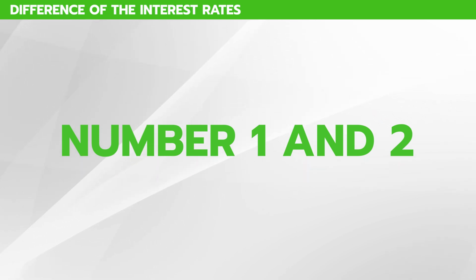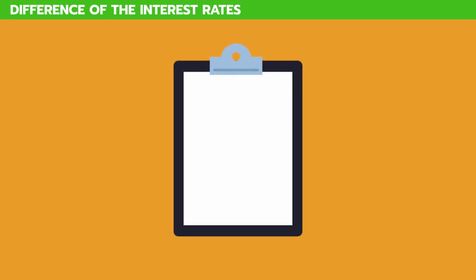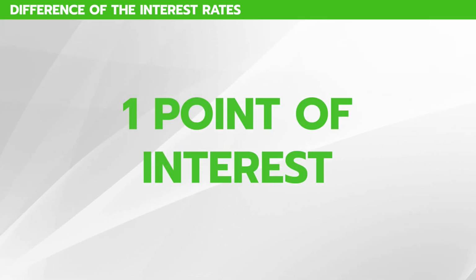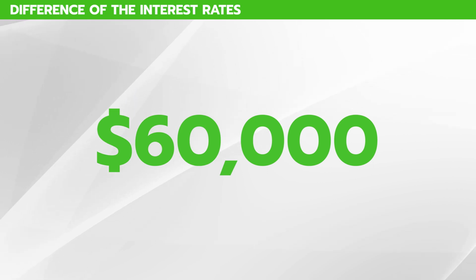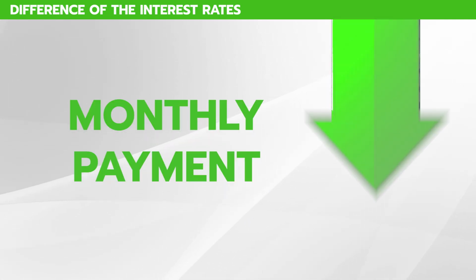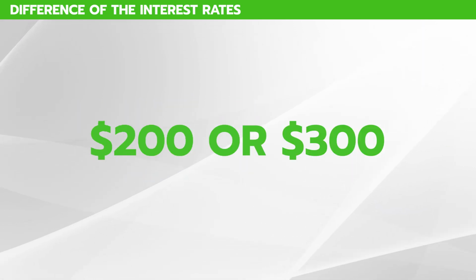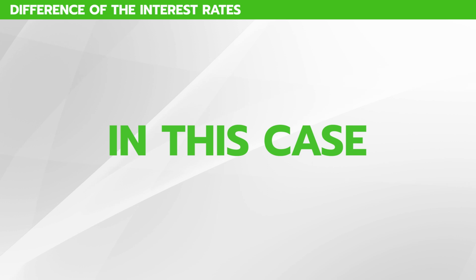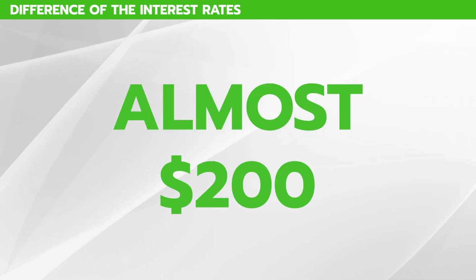But let's just say, number 1, that when it's all said and done in 30 years, you'll pay a lot more for the difference. With just 1 point of interest, you're likely to pay about $60,000 more over the life of the loan. The second thing I was talking about was that the monthly payment would go down, maybe by $200 or $300, depending on the situation. But in this case, it's about the difference, which is almost $200.